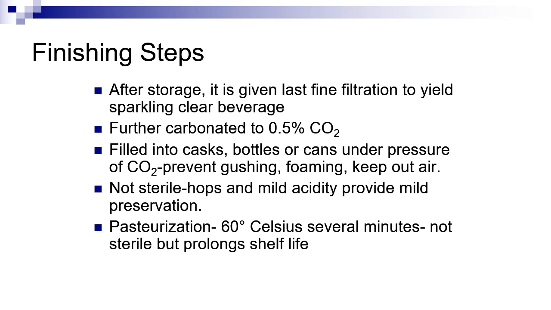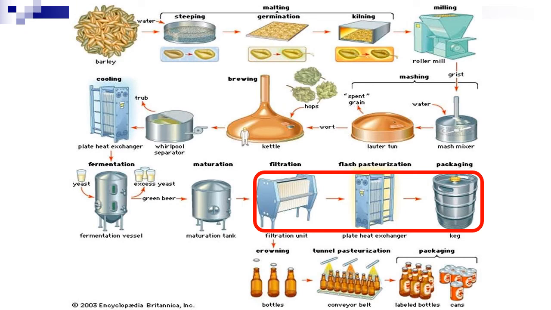If the beverage is not sterile, hops and mild acidity provide mild preservation, so it cannot be easily contaminated. And pasteurization at 60 degrees Celsius for several minutes also, though not sterilizing, will prolong the shelf life of the beverages. Okay, this is the finishing step that we just discussed. It's a filtration unit, flash pasteurization, and packaging using a can, or this one is a cask.